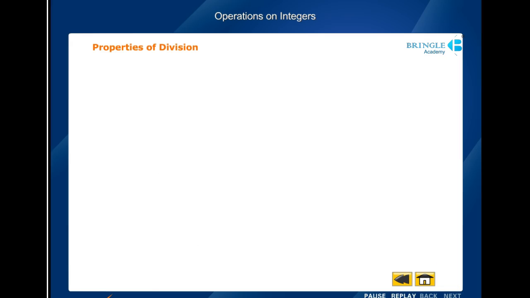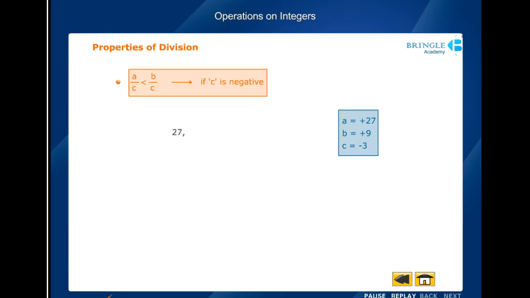Now consider the second case. A divided by c is less than b divided by c if c is negative. Let us consider integers 27, 9 and minus 3. 27 is greater than 9. 27 divided by minus 3 is equal to minus 9. 9 divided by minus 3 is equal to minus 3. Minus 9 is lesser than minus 3 since minus 3 is a negative number.